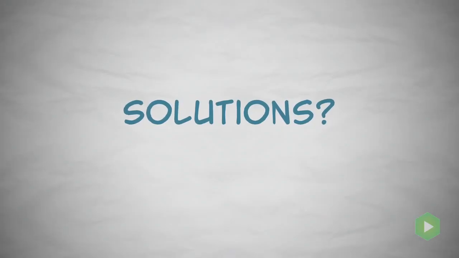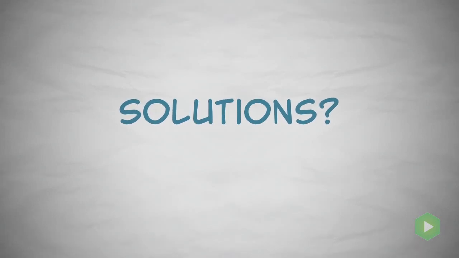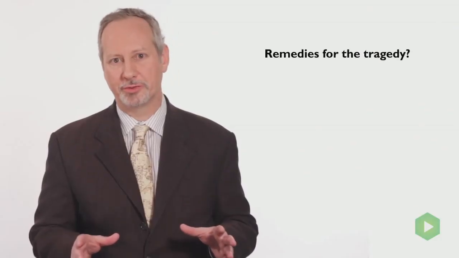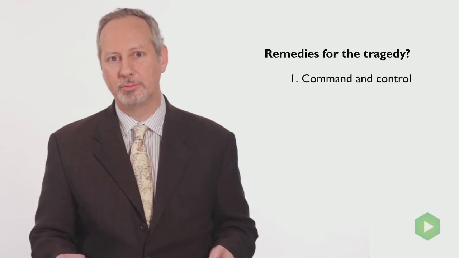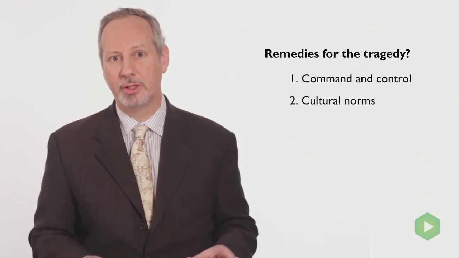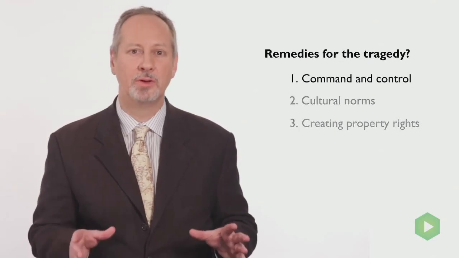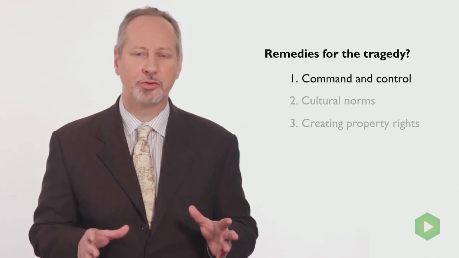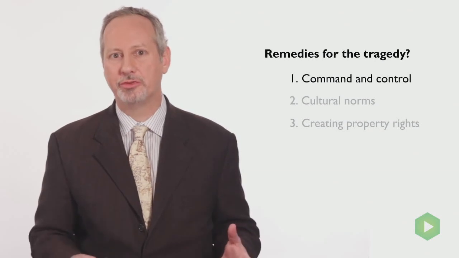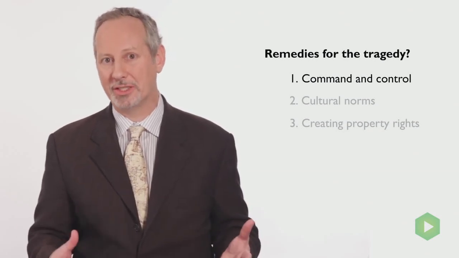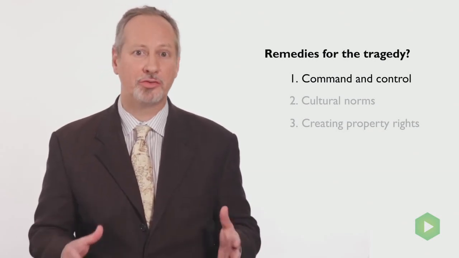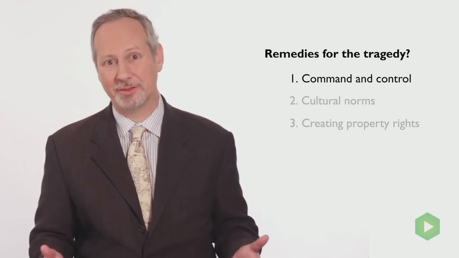Are there any solutions to the tragedy of the commons? Let's look at three approaches: command and control, cultural norms, and creating property rights where before there were none. Command and control are rules and regulations that are often used to try to limit or avoid the tragedy. But these methods are also often inefficient and ineffective.